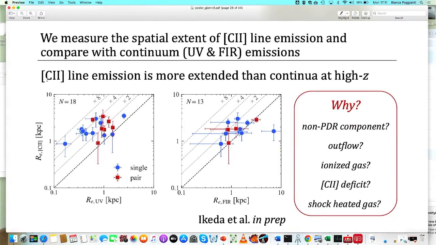We measure the sizes of [CII] and compare with the sizes of the continuum emissions in rest-frame UV and far infrared, and we find that [CII] is more spatially extended. And as I show on the right-hand side, we discuss what is the origin of the extended [CII] emission, because the spatially extended [CII] emission indicates that those extended [CII] at larger radii cannot be explained by photodissociation regions alone. So please come to my poster for the discussion we did in this study.